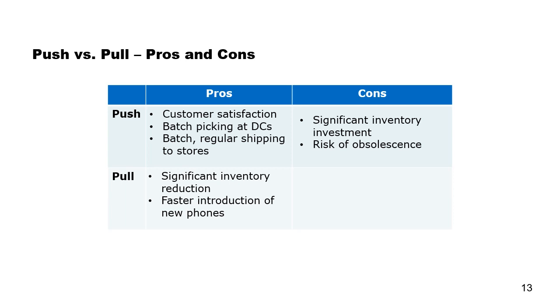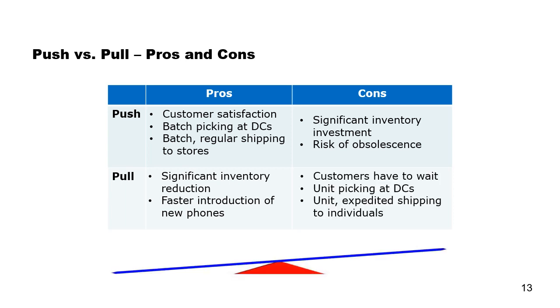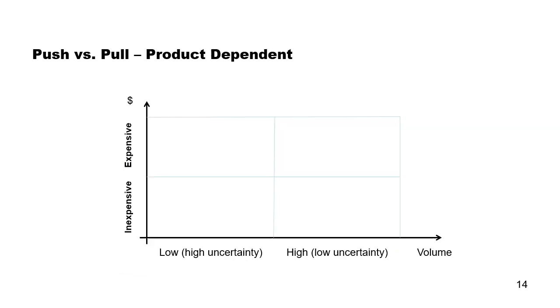Pull enjoys the advantage of a significant inventory reduction and faster introduction of new phones, but suffers a lower customer satisfaction because they have to wait, and a higher warehousing and shipping cost due to unit picking and unit expedited shipping to individual customers. So, the trade-off is between shipping, picking, customer satisfaction, and inventory and the speed of new product introduction. The best strategy is actually product dependent.